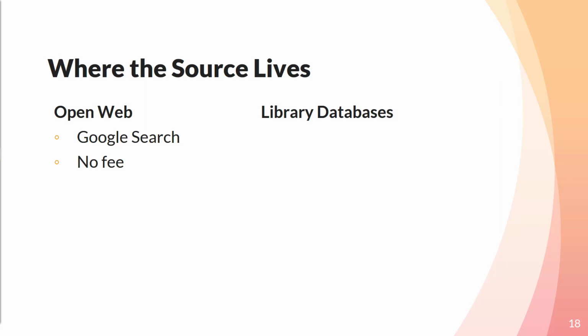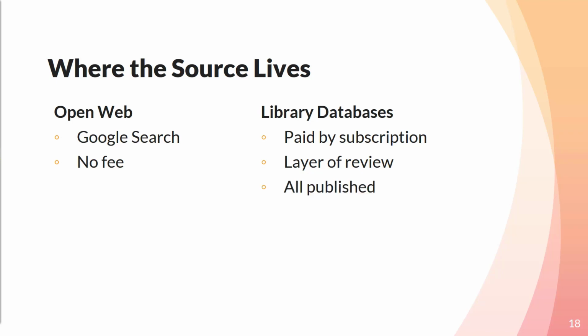Library databases give you free access to paid content like newspapers, trade and scholarly journals, and more. They have a layer of review, as everything had to go through a publication process. There will also be much more original research from scholars, as well as in-depth information.